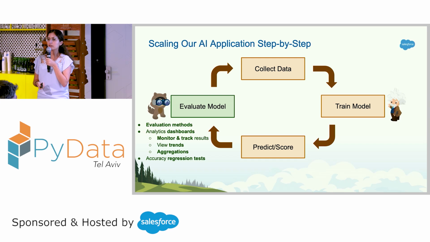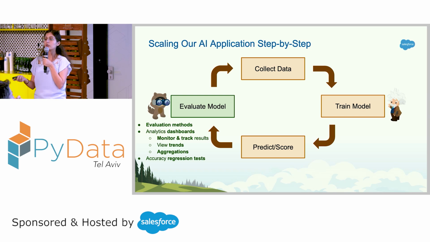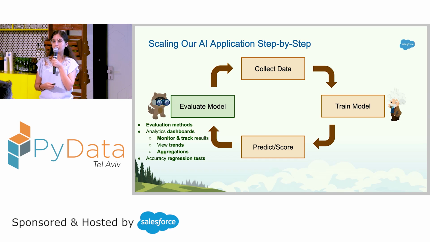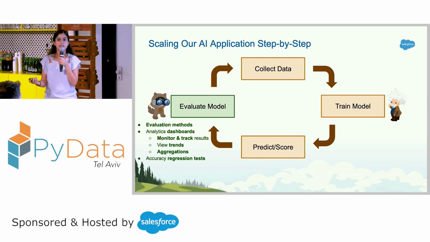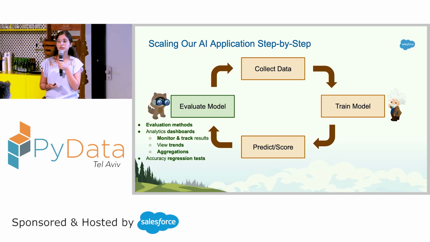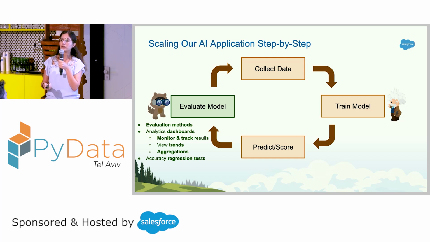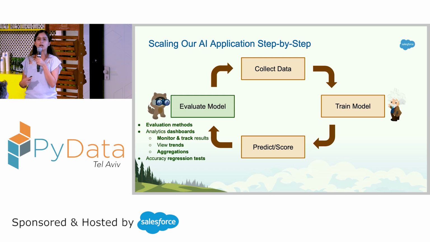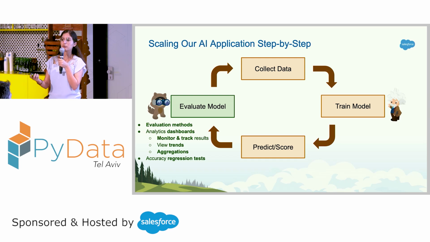Finally, in the model evaluation phase, you need to think of evaluation methods. Do you use the same model and the same method for all your models? Obviously, each model maybe you have a different way of evaluating it. So you need to take that into account. You also need to have a dashboard, like a single view where you can track your model, see how your model is doing, how it's doing over time, view different trends, aggregate results across different customers.